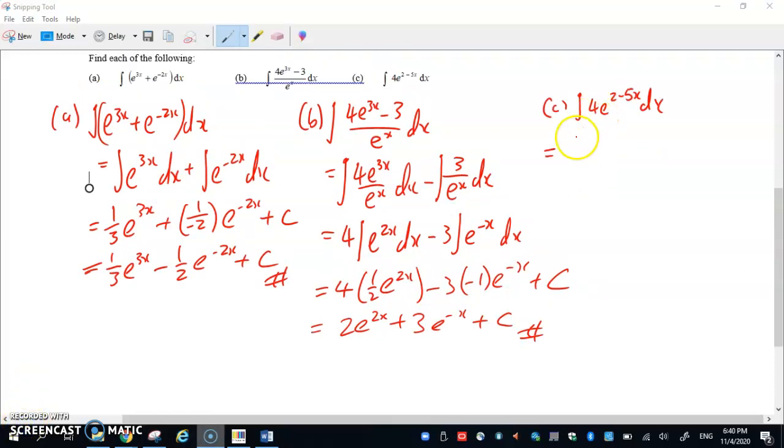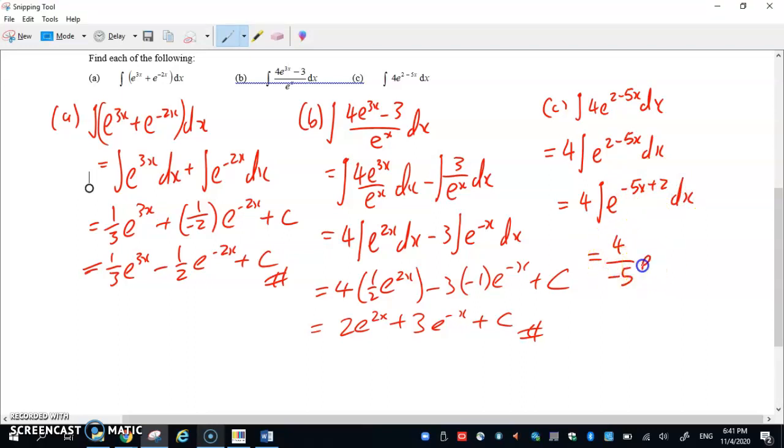So for part C, what we have is 4 times e to the power 2 minus 5x dx, which is equal to 4 integrate e to the power 2 minus 5x dx. This is simply equal to 4 integrate e to the power minus 5x plus 2 dx. Right now you realize that the power is a linear term, and to remove the effects of chain rule, what we get is 4 over negative 5 e to the power minus 5x plus 2 plus c.